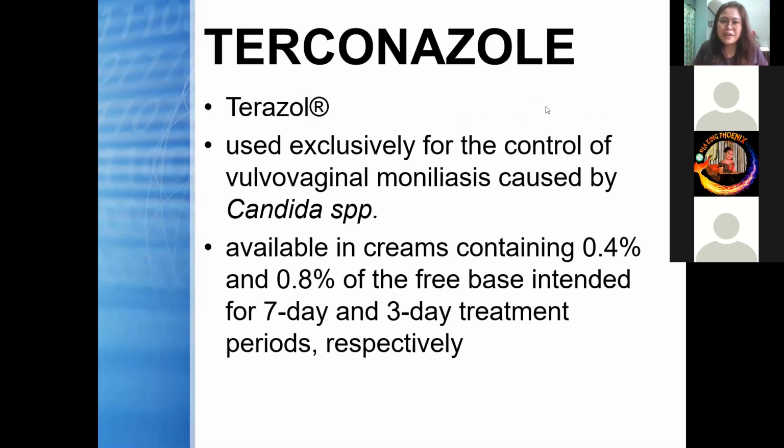Okay? And then we have terconazole. This is used, take note, exclusively for vulvovaginal moniliasis. When you hear the word monilia or monilial infection, that refers to candidiasis. So, vulvovaginal candidiasis. We have creams where the concentration of terconazole is either 0.4% or 0.8%. The 0.4% is used for a 7-day treatment, inserted into the vagina of the woman. But if you use the 0.8% cream of terconazole, this is good for a 3-day treatment period.